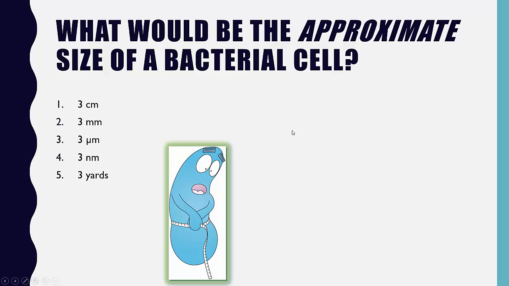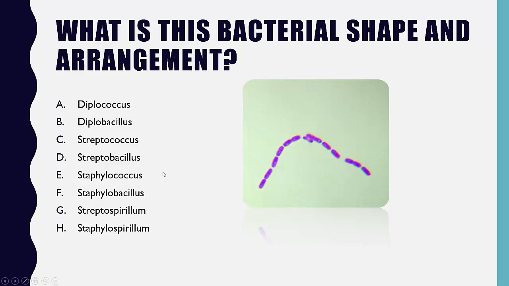What would be the approximate size of a bacterial cell? 3 centimeters, 3 millimeters, 3 micrometers, 3 nanometers, 3 yards. Micrometers, right? You're in microbiology, micrometers. What is this bacterial shape and arrangement? Diplococcus, Diplobacillus, Streptococcus, Streptobacillus, Staphylococcus, Staphylobacillus, Streptospirillum, Staphylospirillum. By the way, spirilli, the spirochete guys, they're always single. So none of those. This would be strepto, right? Bacillus. So we're in D.